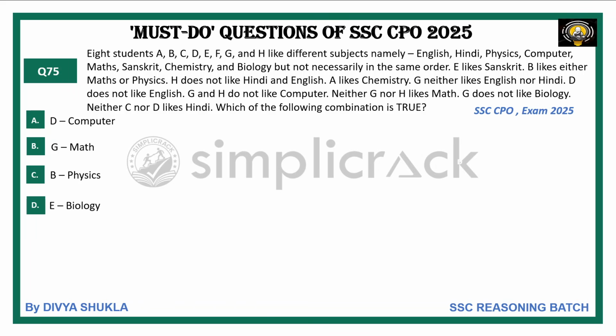So I have 8 students, and they like different subjects like English, Hindi, physics, computer, maths, Sanskrit, chemistry, and biology, but not in the same order. Now E likes Sanskrit. Whatever information I know, I write on the left side, but the information I do not know, I write on the right side. These are your fixed information, and these are your non-fixed information.